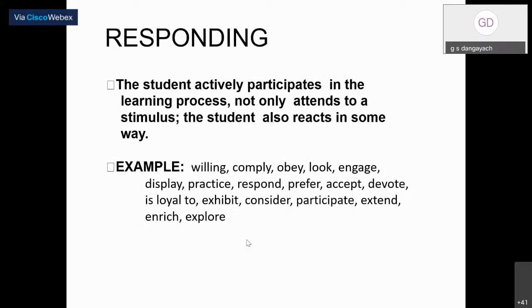Second level is responding. The student actively participates in the learning process. Not only do they attend to the stimulus, the student also reacts in some way. It means you are attending and also asking questions. So that is the responding level. Examples: willing, comply, obey, look, engage, display, practice, respond, prefer, accept, devote, is loyal to, exhibit, consider, participate, extend, enrich, explore.